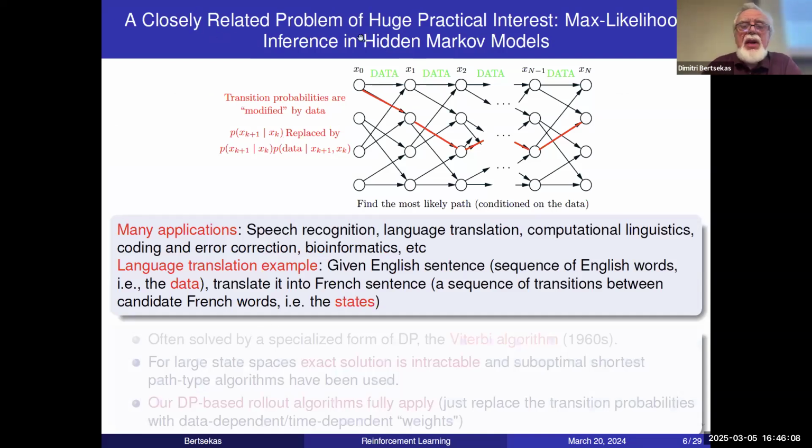Okay, let's talk about a closely related problem: maximum likelihood inference in hidden Markov models. Hidden Markov models consist of a Markov chain with states and transitions between states, the states denoted by x0, x1, and so on. And there are transition probabilities that are known, like p sub xk plus 1 given xk.